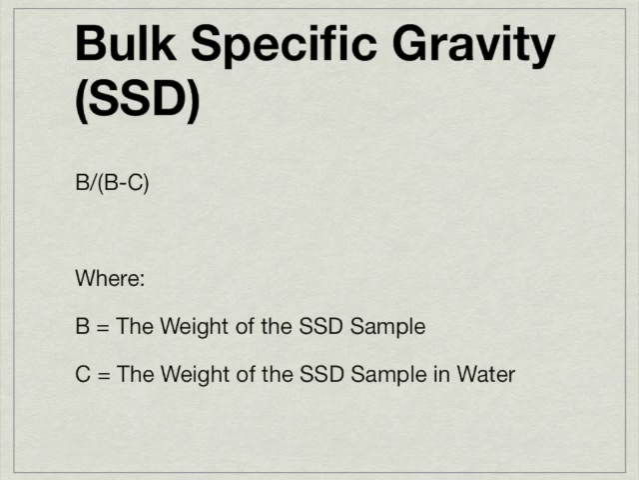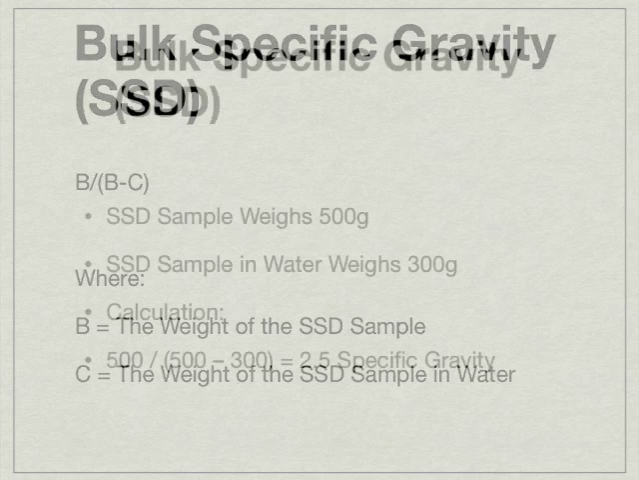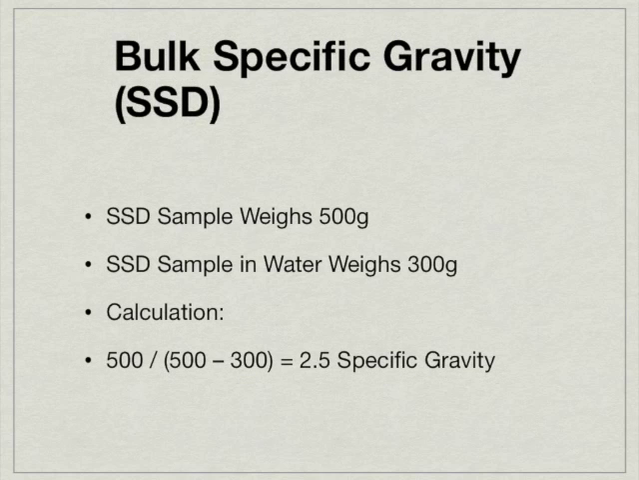Once we have these two weights, we simply do the calculation B divided by B minus C, where B is the weight of the saturated surface dry sample, and C is the weight of the sample submerged in water. As an example, let's assume that we have a saturated surface dry sample that weighs 500 grams. We now put it into our wire mesh basket and submerge it. The weight underwater is 300 grams. We'd simply take the 500 divided by 500 minus 300, which gives us a specific gravity in the saturated surface dry condition of 2.50.